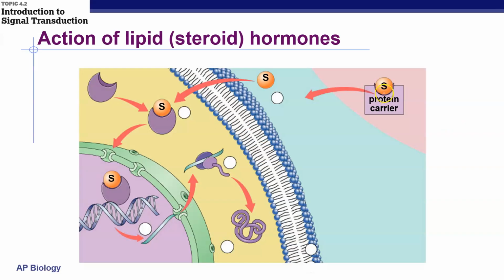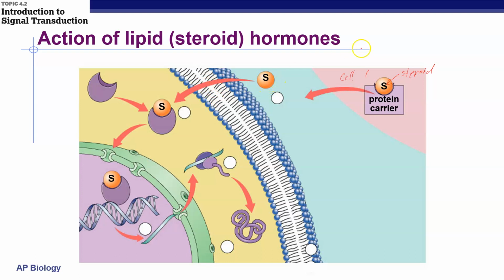Okay, so I'm going to go ahead and go through how lipid or steroid hormones work. Let's say you have cell 1 up here. It has some sort of protein carrier which is carrying this steroid ligand right here. This is the steroid, this S. If you remember from the previous video, I want you to pause it and let me know, do you think this steroid should be able to pass through? Is it going to need a protein to help it through this plasma membrane?